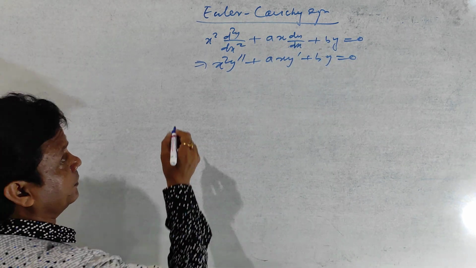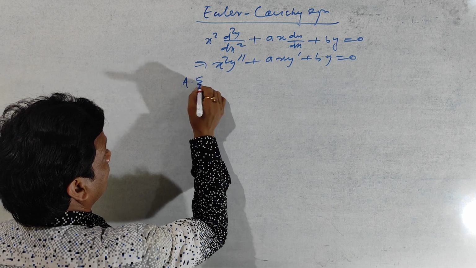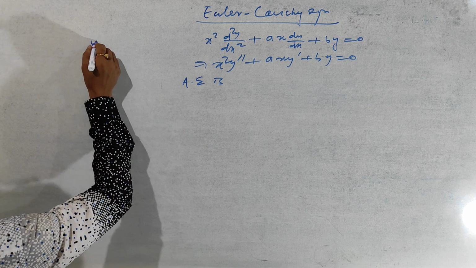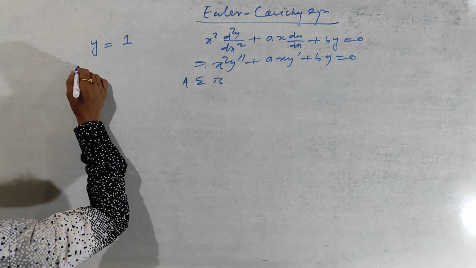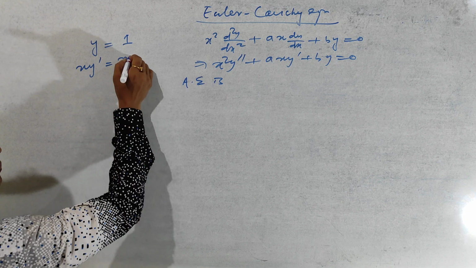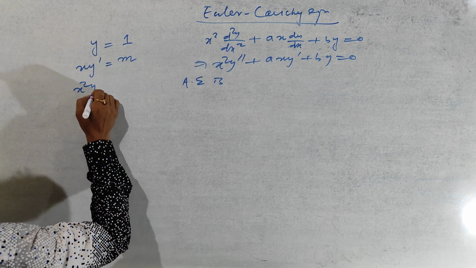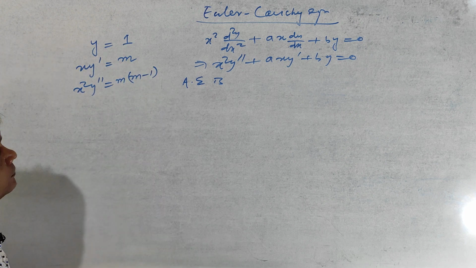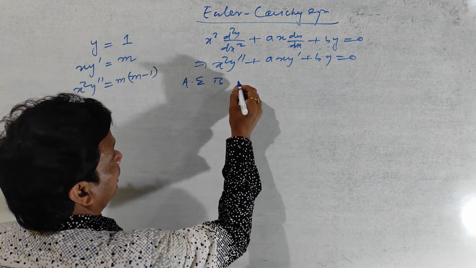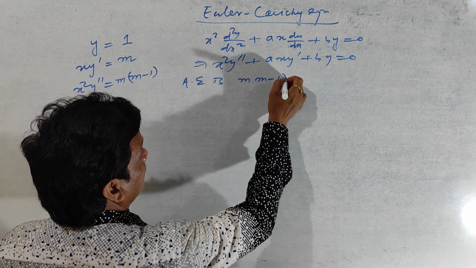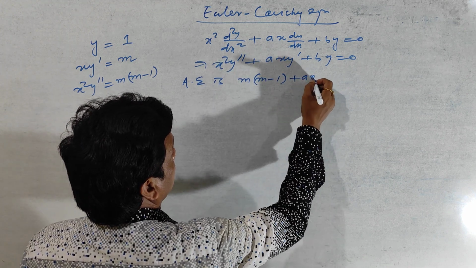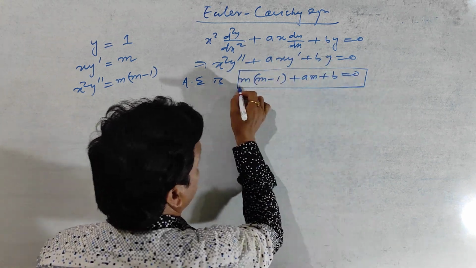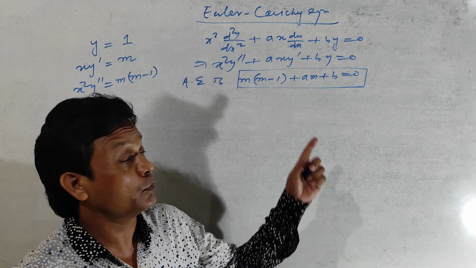Its auxiliary equation is given by, I am writing directly. The format is: in place of y write 1, in place of x y dash write m, in place of x squared y double dash write m into m minus 1, and so on. So it will be m(m minus 1) plus a m plus b equal to 0. So this is the auxiliary equation, which is a quadratic equation in m.